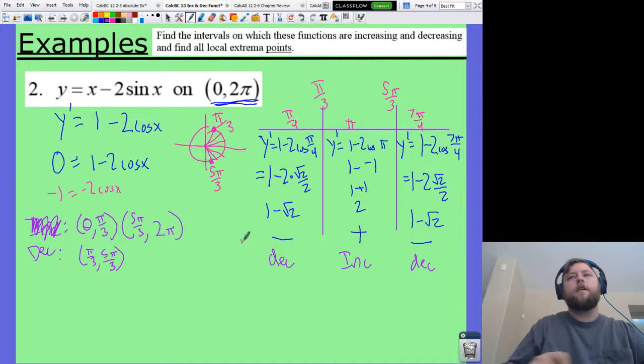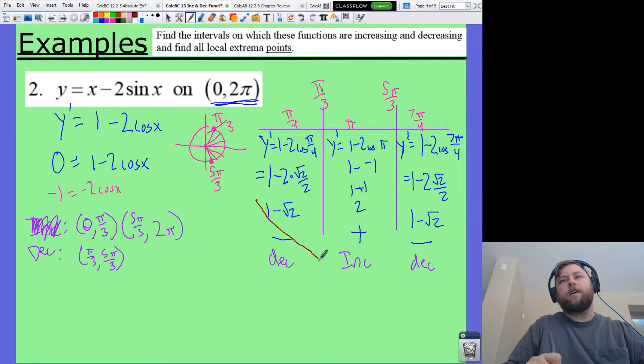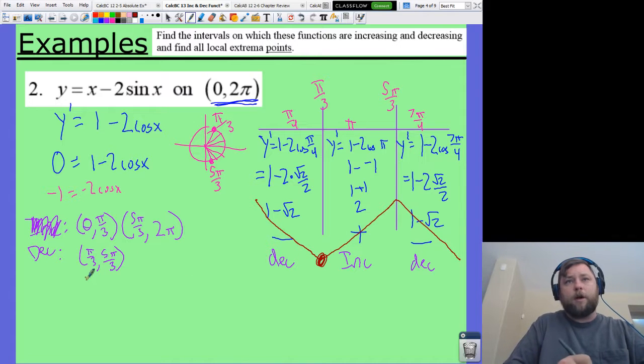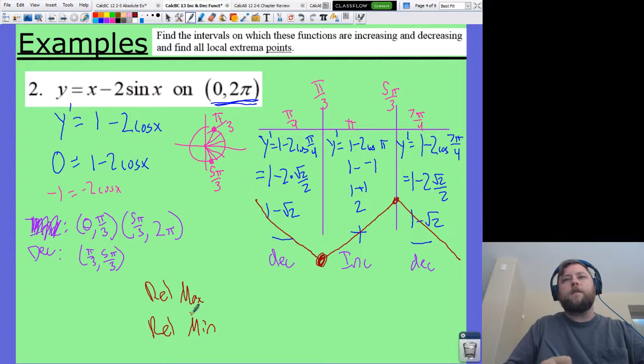All right, now where are the local extremes, the relative min and max. What I like doing is drawing the picture up here. Decreasing goes down, and then increasing goes up, and decreasing goes down. So at these critical numbers right here, if you draw the picture, you see that it's at the bottom of the valley. So I'm going to say there's a relative max and a relative min. We have a relative max right here, which is at x equals 5 pi over 3, and a relative min when x equals pi over 3.